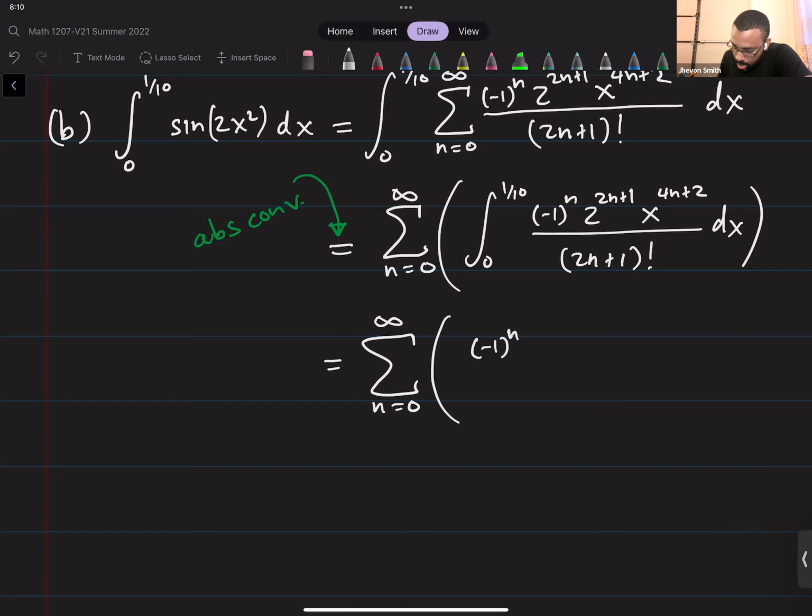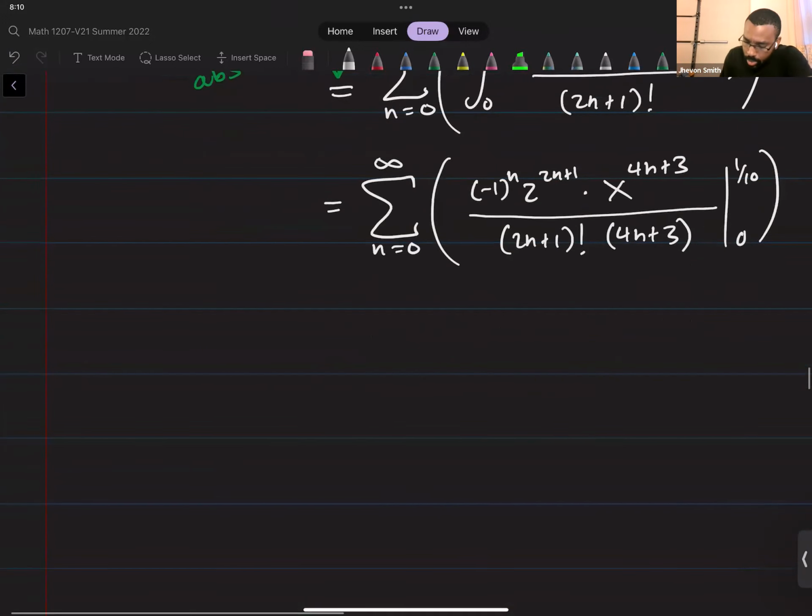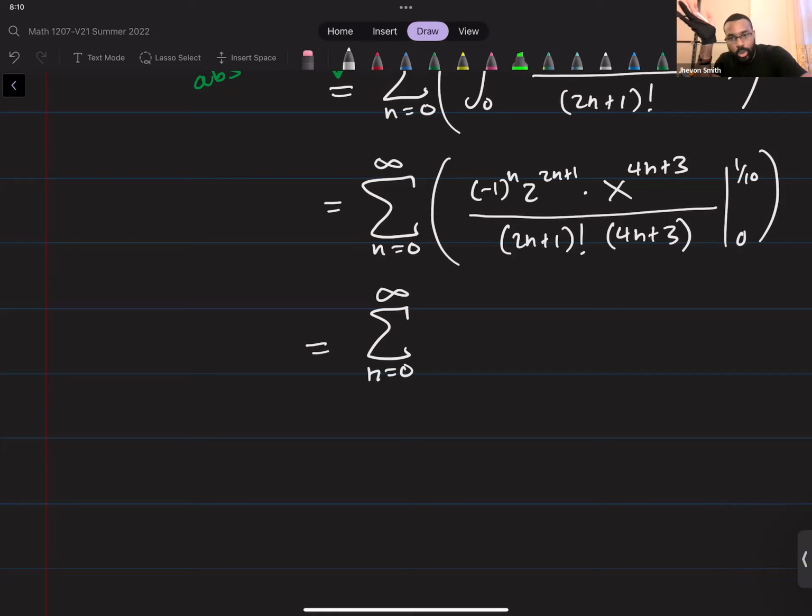So the integral is actually just going to be the same constant here, but we're going to add 1 to the power and then divide by the new power. This is between 0 and 1/10. Fundamental theorem of calculus. So now I'm going to plug in 1/10. Obviously, if I plug in 0 for x, I just get 0 everywhere because I get 0 in the numerator. So the only thing I have to worry about is plugging in the 1/10.